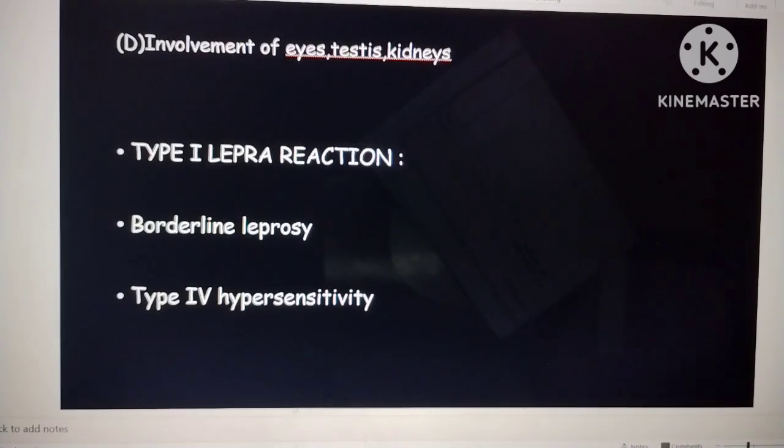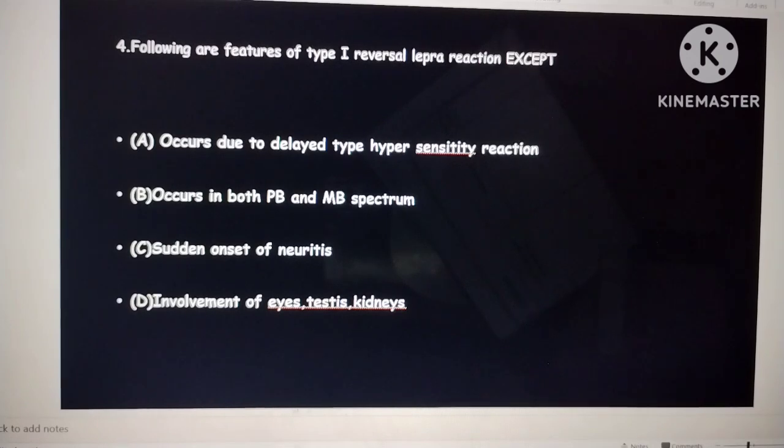Type 1 is mainly because of borderline leprosy. In borderline leprosy there won't be any involvement of the eyes, testes or the kidneys. Borderline leprosy is a time factor: the patient can either develop into the tuberculoid type or develop into the lepromatous type. So the correct option will be D, because there won't be any involvement of the eyes, testes or the kidneys, as these are all involved in the lepromatous leprosy type.